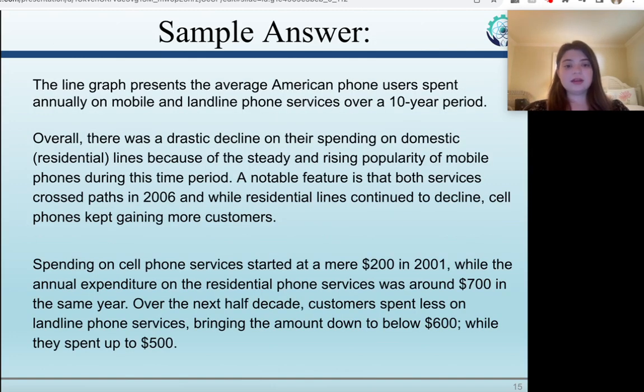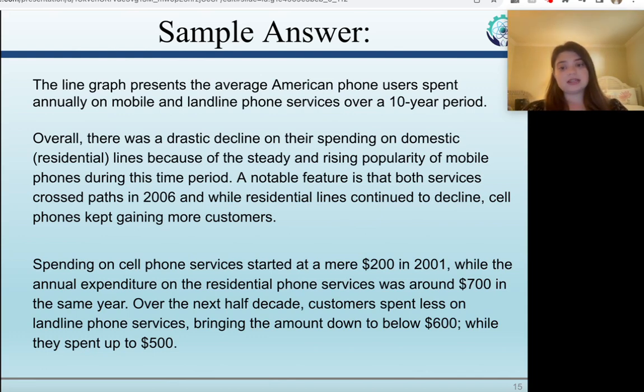All right. So here is a sample answer that we could say for this. The line graph presents what the average American phone users spent annually on mobile and landline phone services over a 10-year period. Overall, there was a drastic decline in their spending on domestic residential phone lines because of the steady and rising popularity of mobile phones during this time period.